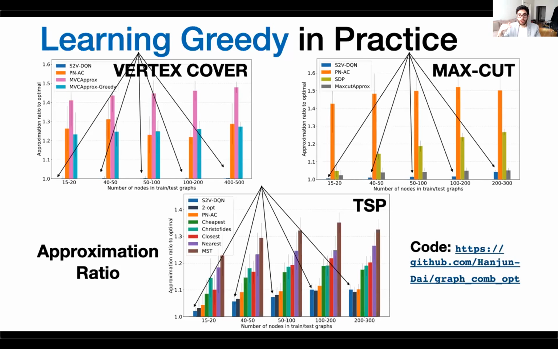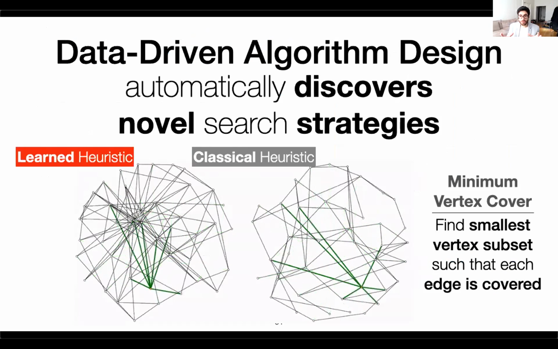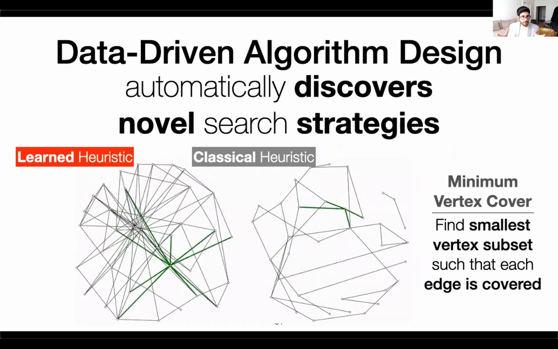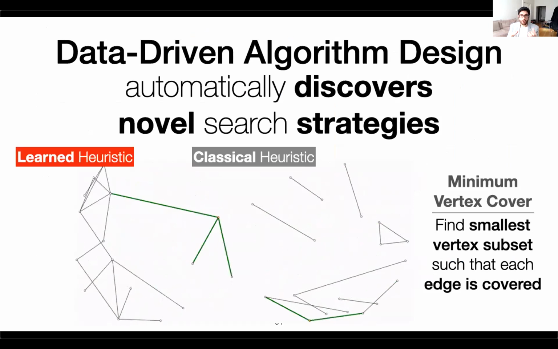We've compared to other machine learning based approaches, but also to standard classical heuristics that involve no learning. And we were able to showcase how this approach gets very good approximation ratios, even compared to very well-known classical heuristics. The code is available and has been extended quite a bit for various other graph optimization problems. In this case, we use some data-driven algorithm design. This is what we call this approach, and it's able to automatically discover novel search strategies.